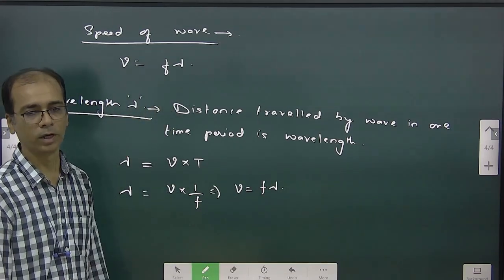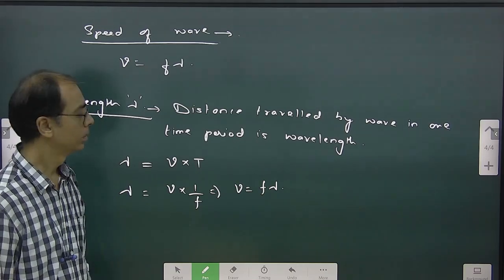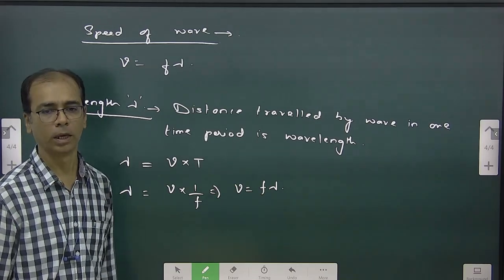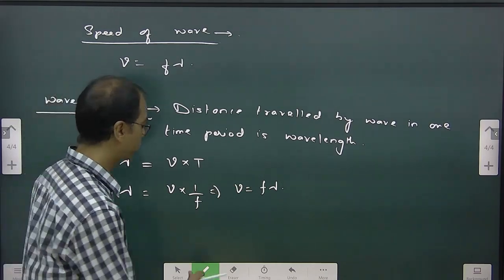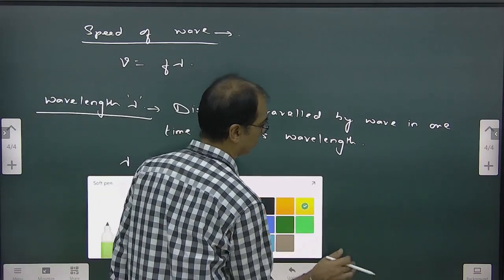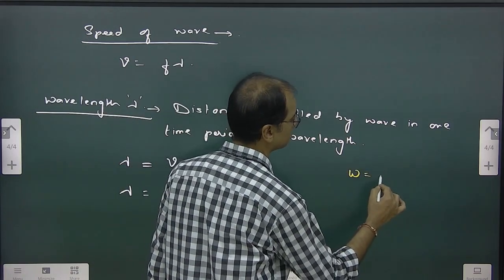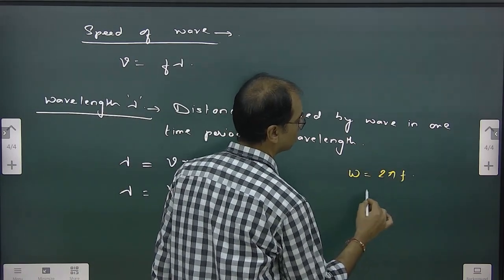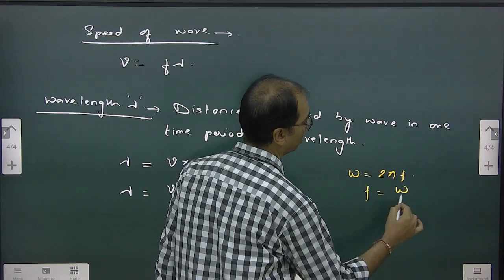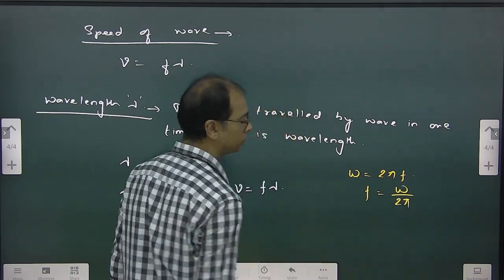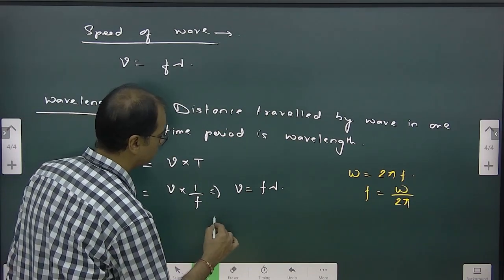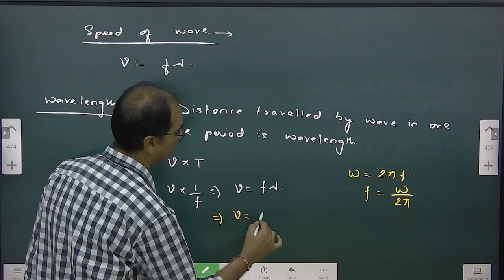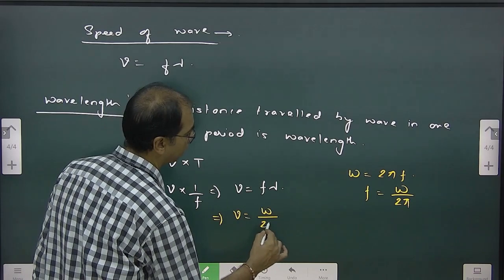Now one more form we are going to use over here. What? This frequency we will convert into omega. Omega is what? Angular frequency. And we all know that omega is 2 pi into f. So f we can write as what? Omega by 2 pi. Okay, so let's do it. So here v equals omega by 2 pi.